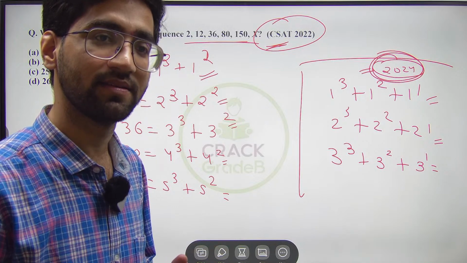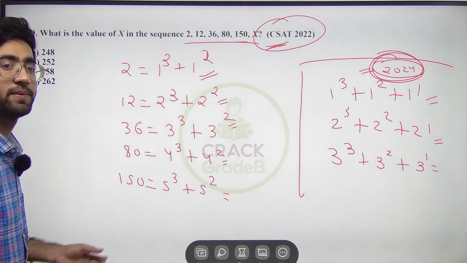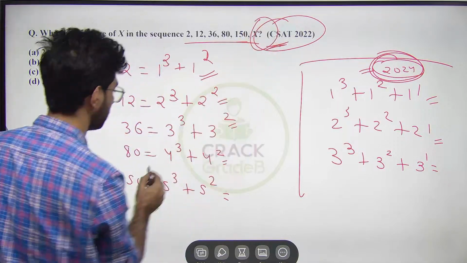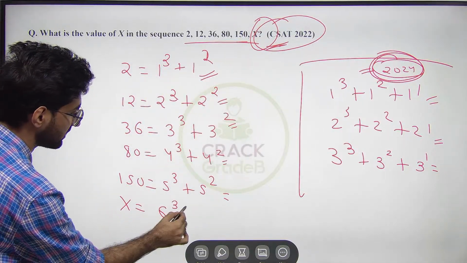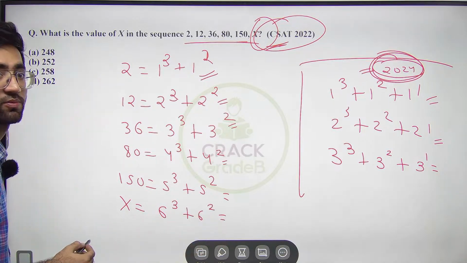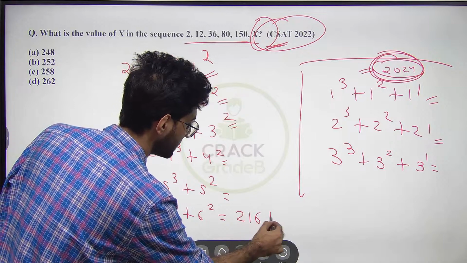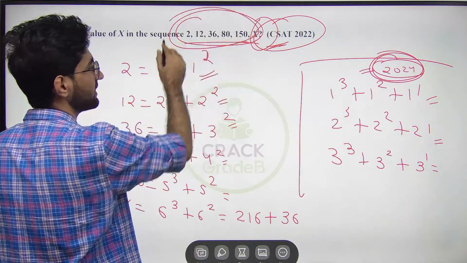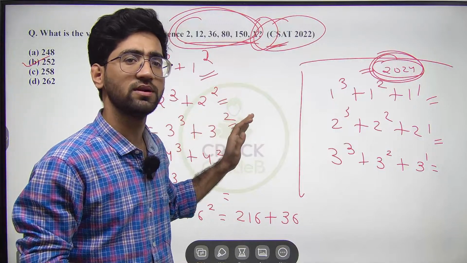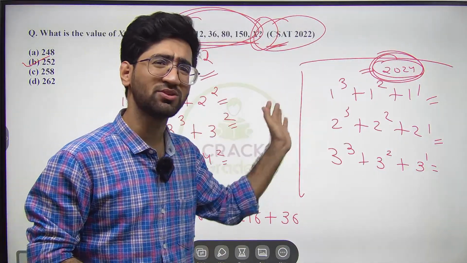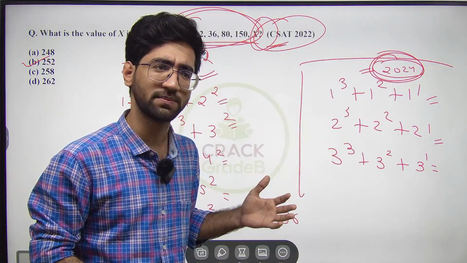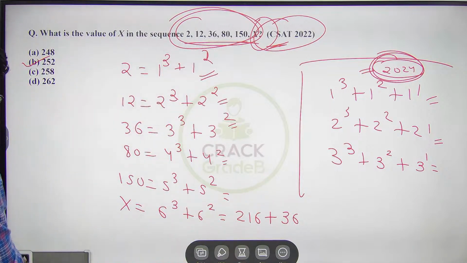Now 150 is equal to 5 cube plus 5 square. We have to find the value of x. So what is x? x is simple: 6 cube plus 6 square. 6 cube is 216 plus 6 square is 36. So this is equal to 252. So don't worry, if you see this kind of weird pattern, there are good chances that they have followed some fixed or static kind of pattern. So just try to solve a number of questions from the number series chapter. Now let us look at another question.